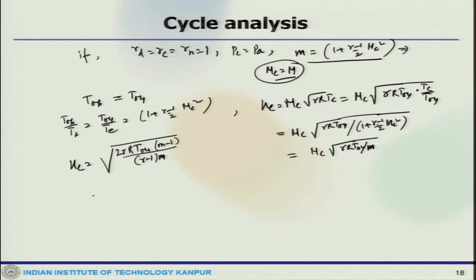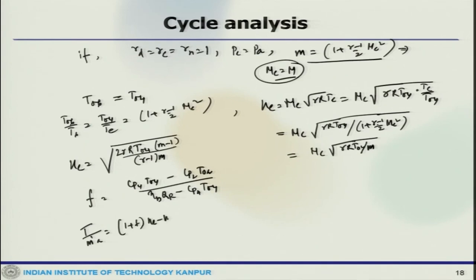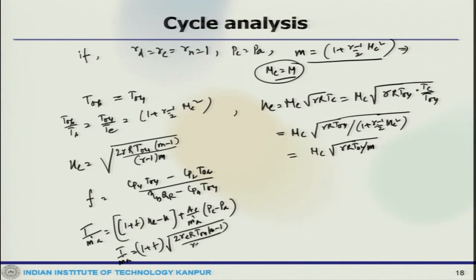So, we can find the fuel air ratio for the real cycle: C P4 T04 minus C P2 T0A, divided by eta B Q R minus C P4 T04. For the specific thrust, F by M dot A, we use U equals M root gamma R T, and then it becomes 1 plus f times the square root of 2 gamma R T04 times m minus 1 by gamma minus 1, minus M root gamma R T A, plus P E A E by M dot A times 1 minus P A by P E. So, that is the specific thrust expression. This can be derived.